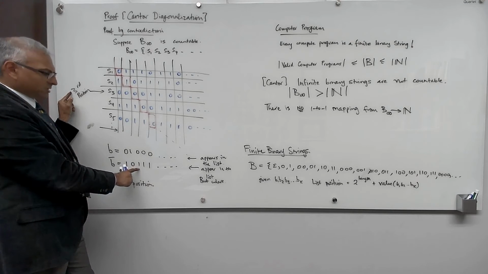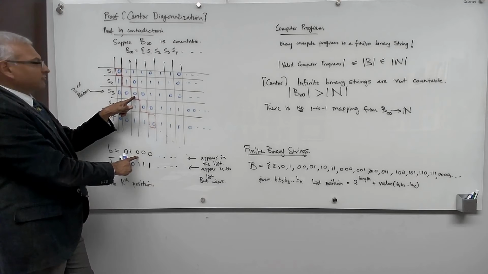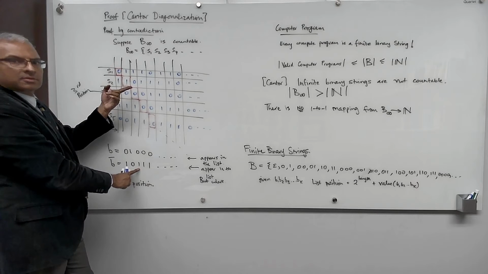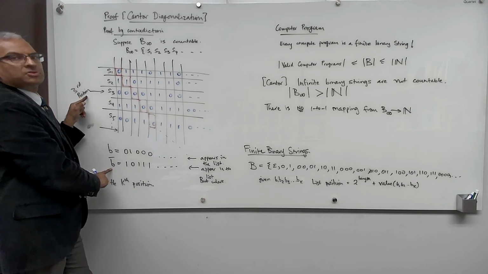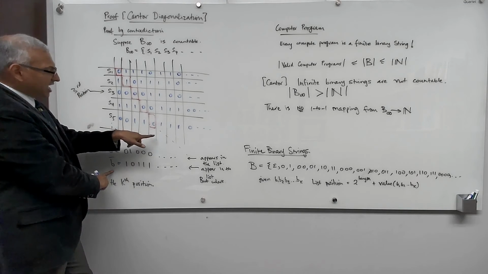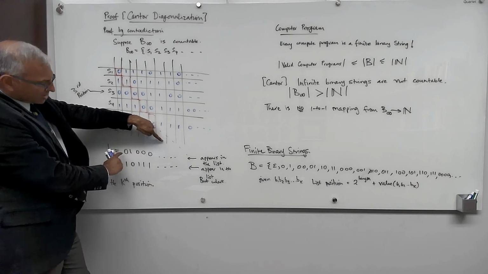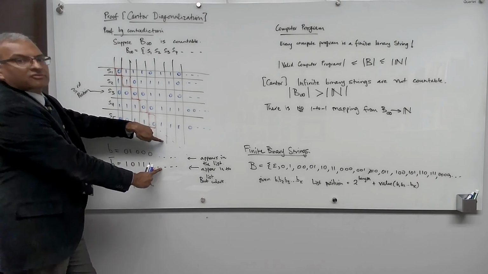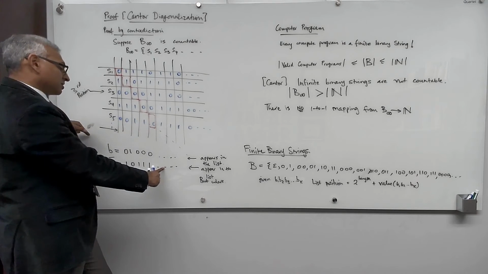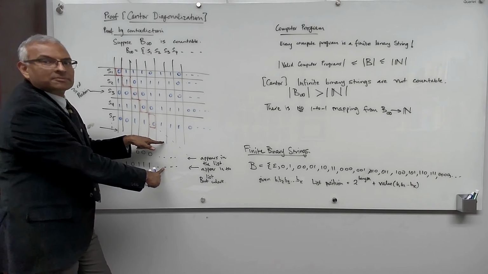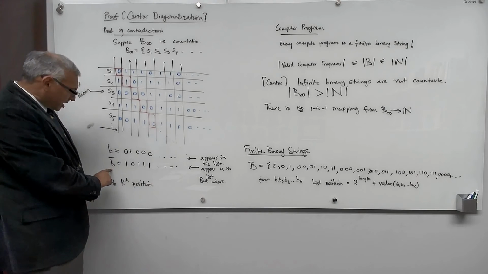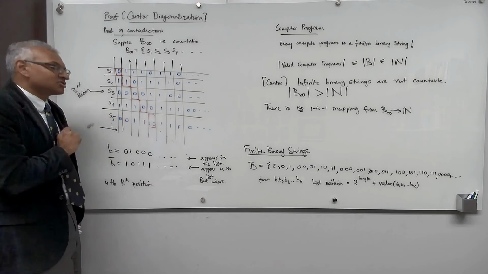Let's look at the third bit of B. It matches the third bit of that string. So that means that the third bit of B bar is the opposite. So B bar cannot be in the third position. Can it be in any position? Let's say the kth position. In the kth position, the kth bit of the string in the kth position matches the kth bit of B, which is the opposite of the kth bit of B bar. So the kth bit of B bar mismatches with the kth bit of the string in the kth position. And that argument works for any k. So this B bar cannot be any of these strings.